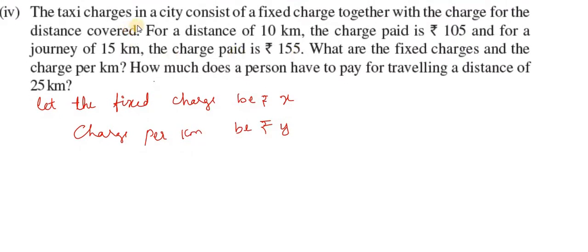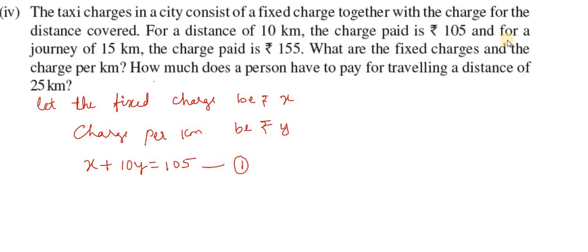The taxi charges in a city consist of a fixed charge together with a charge for the distance covered. For a distance of 10 kilometers, the charge paid is 105. So if they travel 10 kilometers, they pay 105, which includes the fixed charge. Therefore x plus 10y is equal to 105. So we got one equation.